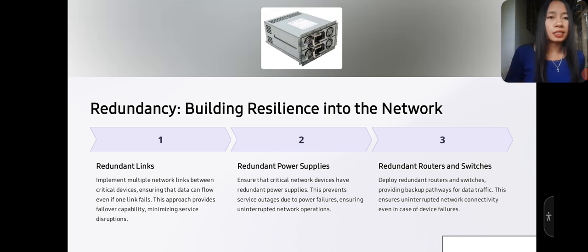And the second is the redundant power supplies. Ensure that critical network devices have redundant power supplies. This prevents service outages due to power failures, ensuring uninterrupted network operations. Ang redundant power supplies mao ang device nga ga-allow og single piece sa equipment para maka-operate ang multiple supplies. Ug naay mga example ang redundant power supply.